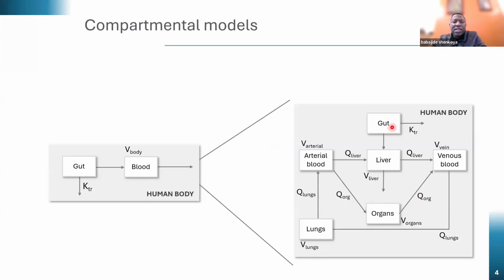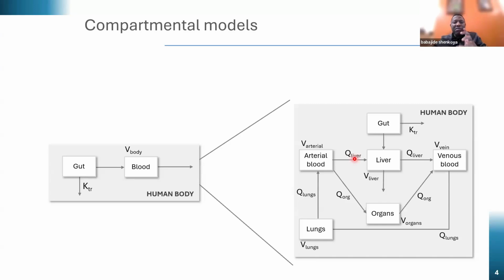If you look at each of the compartments, we have some specific parameters that you can see, like the KTR, the Q lever, the V arterial. All these parameters are specific to the system. For example, if we are talking about a human being, the Q lever here will represent blood flow to the liver. The blood flow to the liver for a human being is different from that for a rat. It's different from that for a dog.